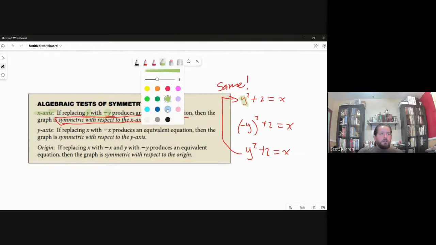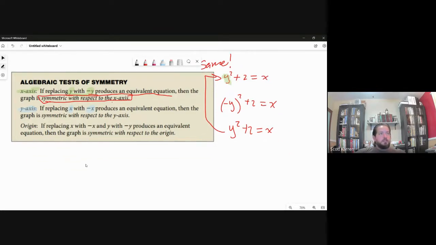Likewise, if I want to check for symmetry about the y-axis, I replace x with negative x. And if it becomes the same equation, then it is indeed symmetric about the y-axis. So one that is symmetric about the y-axis is y equals x squared, say plus 5. But again, I just want to replace the x with negative x, and I think it's essentially going to be the same thing that we just did here.